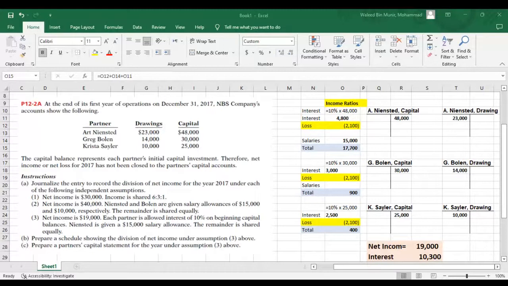For the second one, interest minus loss and add salary, because there was a loss, right? For the second one, 3,000 he has, minus interest 1,100... sorry, minus loss 2,100. So in total he will get basically 900, after paying for his loss. And the third one, 2,500 minus 2,100, it will be 400.